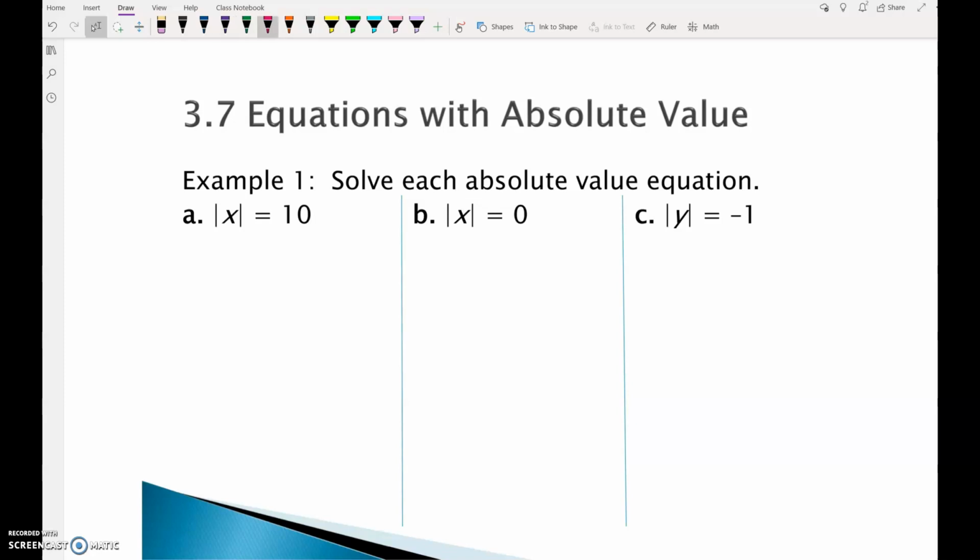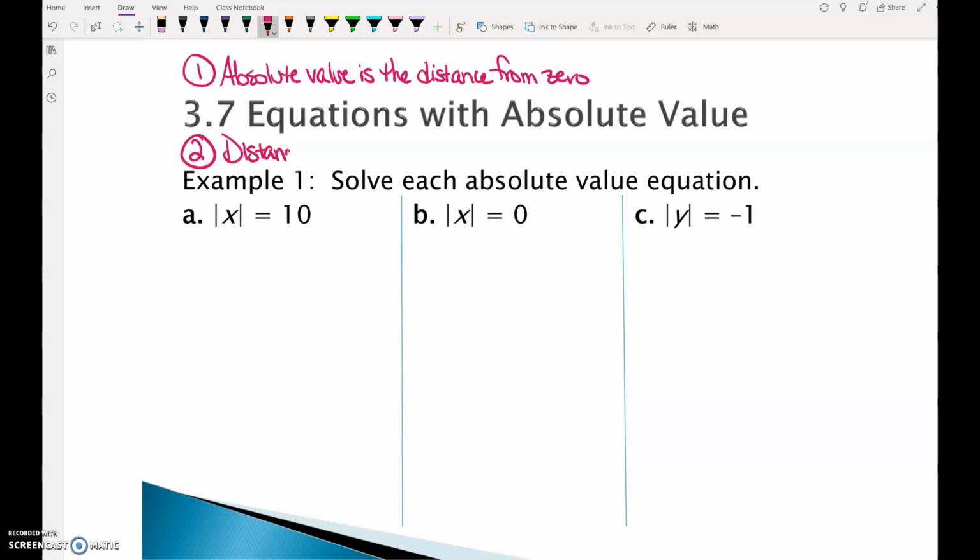There are two things that you need to know about absolute value. The first thing is that absolute value is the distance the number is from 0. So how far is 5 from 0? 5 units. How far is -7 from 0? 7 units. The second thing you need to know is that distance is never negative.